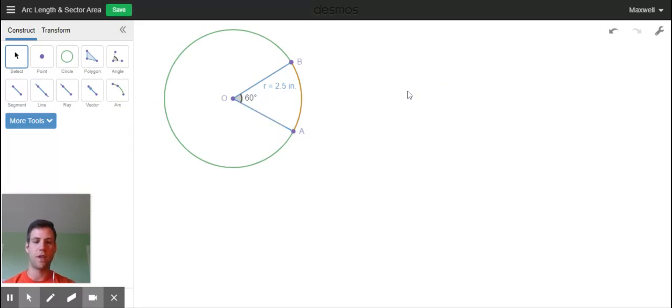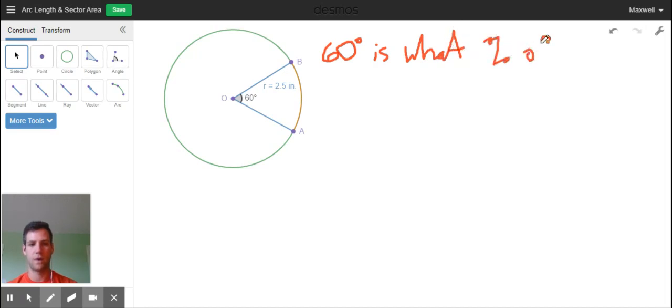Now, if I wanted to find the length in inches of this arc, I need to think about what percent of the circle this arc is, if this angle is a certain percent of the whole circle. So the first thing I need to figure out is what percent of 360 is 60 degrees. So we can write that out. 60 degrees is what percent of 360 degrees.